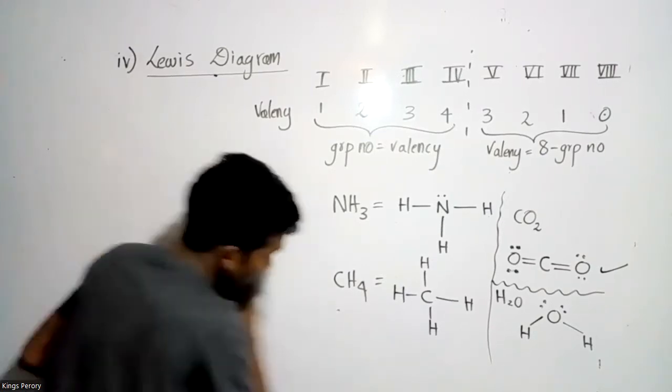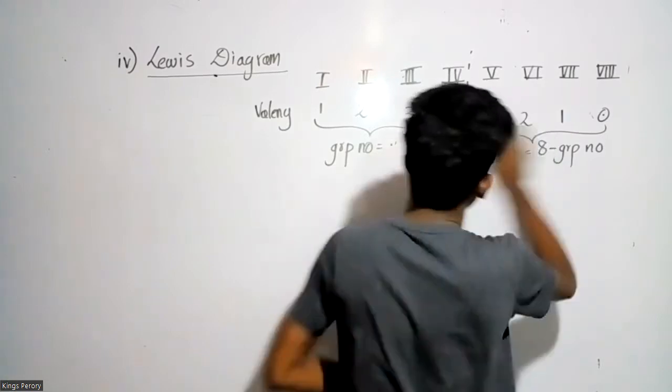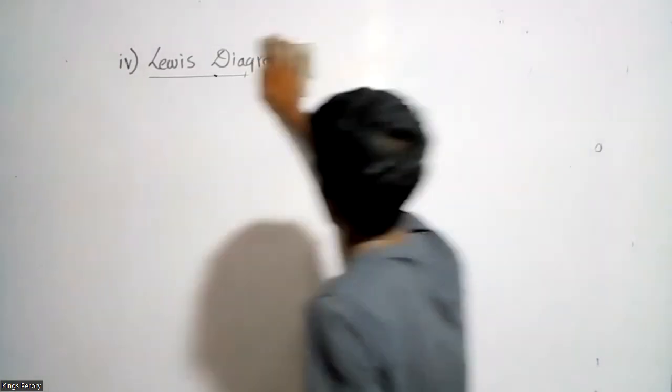That's the theory and the revision part of Lewis diagrams. Basically, these are called Lewis structures. Using Lewis structures, you can even draw Lewis dot and cross diagrams.